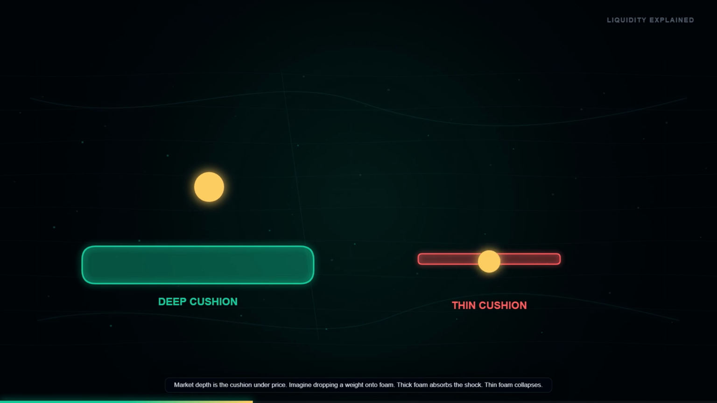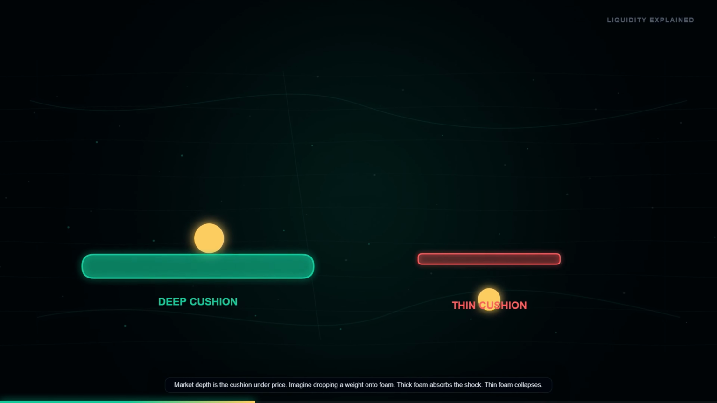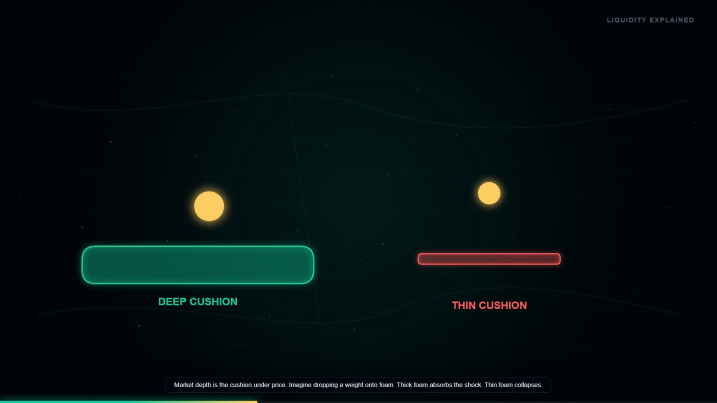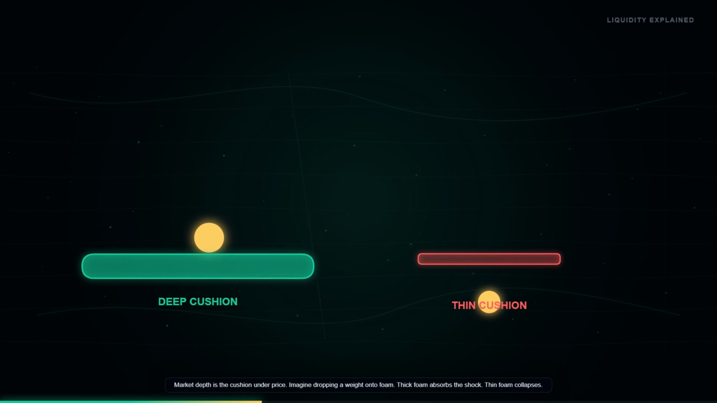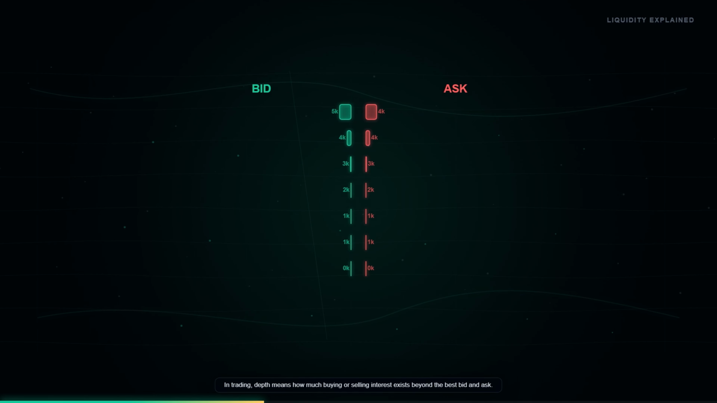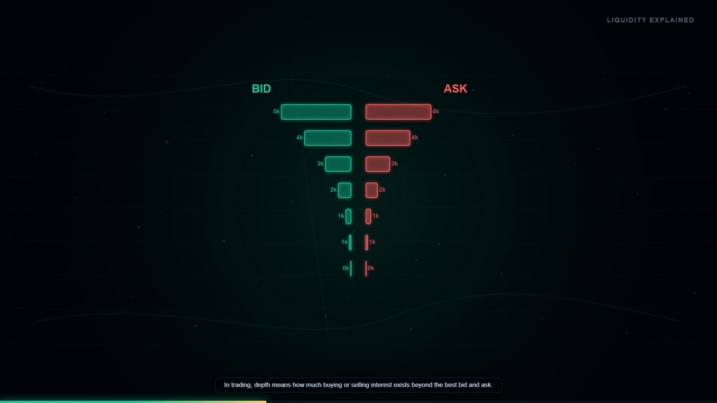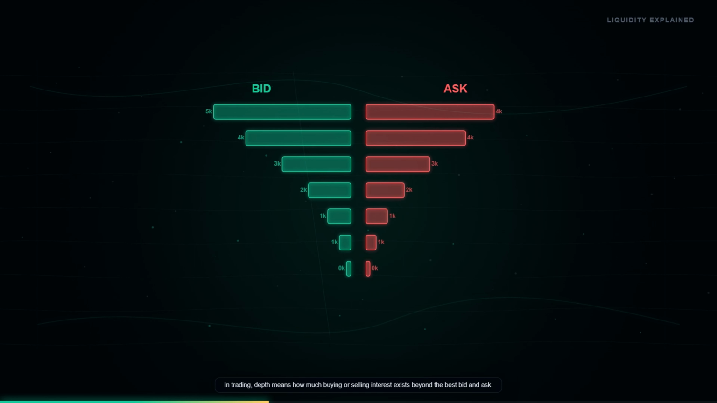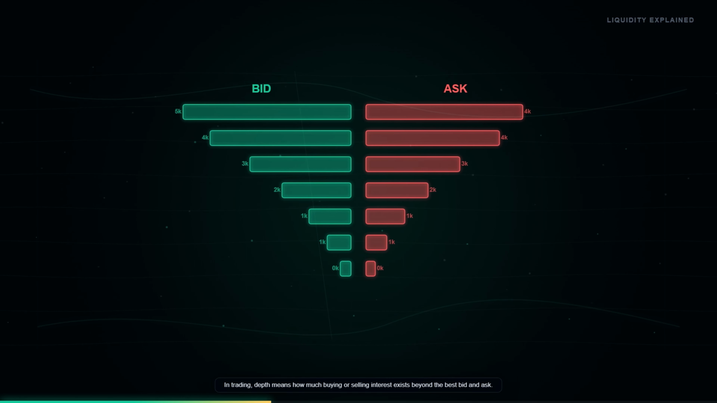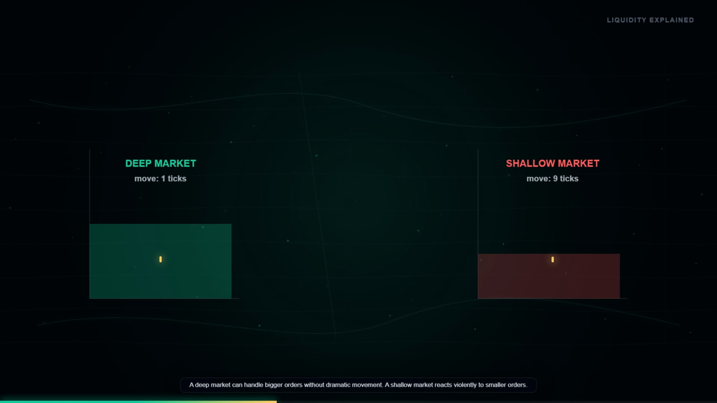Market depth is the cushion under price. Imagine dropping a weight onto foam. Thick foam absorbs the shock. Thin foam collapses. In trading, depth means how much buying or selling interest exists beyond the best bid and ask. A deep market can handle bigger orders without dramatic movement. A shallow market reacts violently to smaller orders.